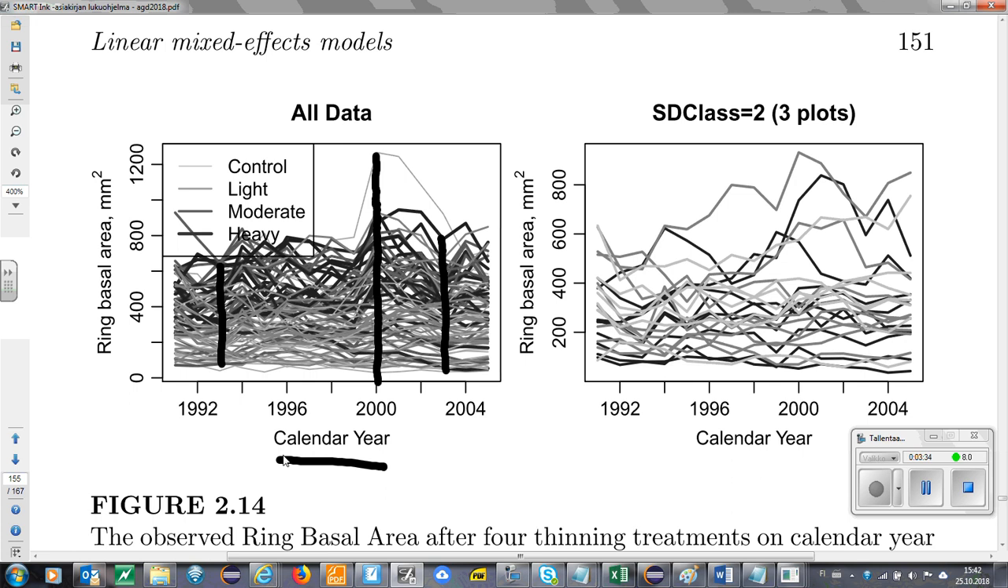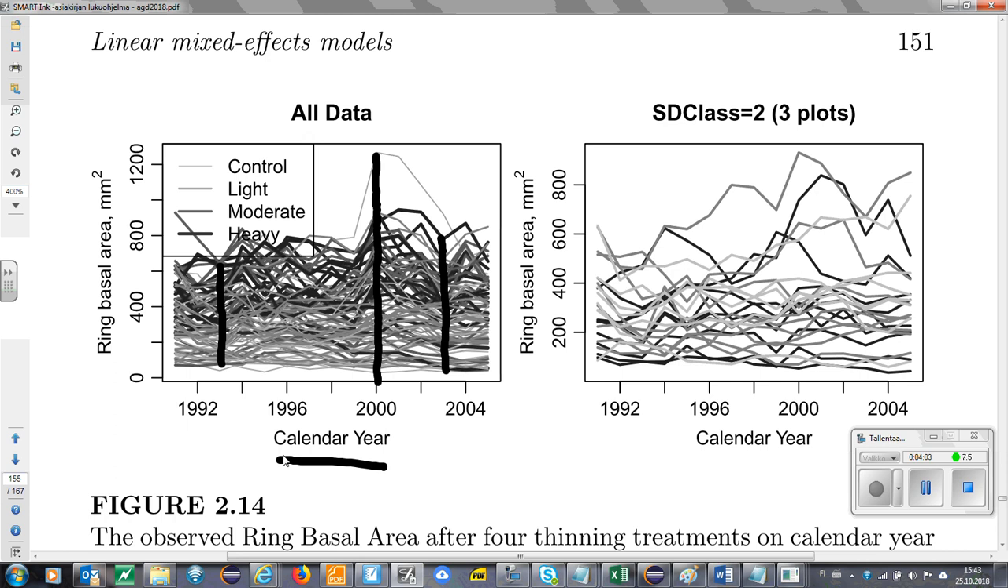So it seems that these calendar years are providing a grouping to the data. The data can be seen as observations grouped by calendar years. For every calendar year we have several observations. On the other hand, we also have several observations per tree.